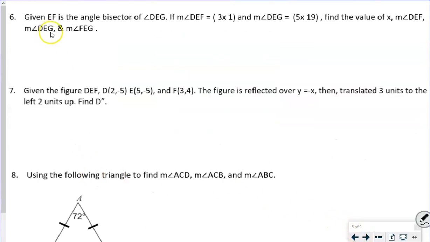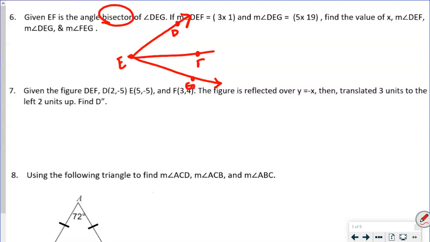So our next one says, given EF is the angle bisector, ooh, key phrase, bisector of an angle, right, of DEG. So we're going to draw angle DEG. D, E, and G down here. And it says EF is a bisector, right? So that means that these two angles have to be congruent, because that's what bisect means, cut into 2 equal parts, right? It tells us that DEF is 3x.